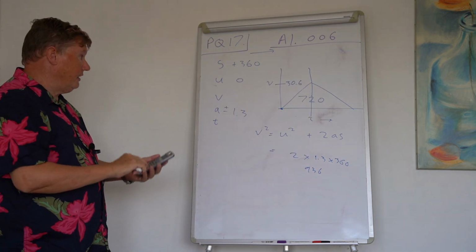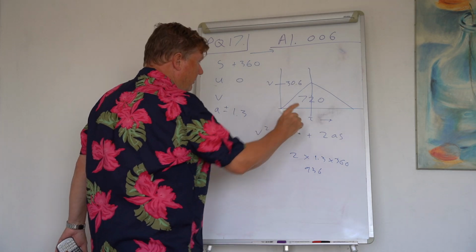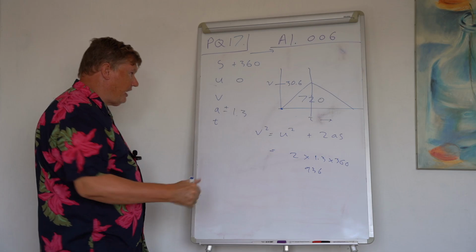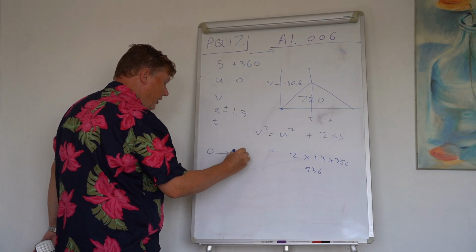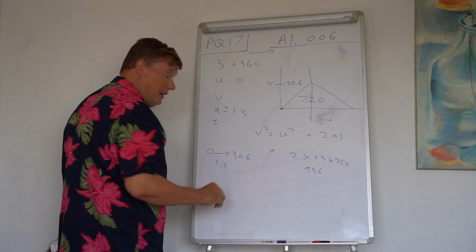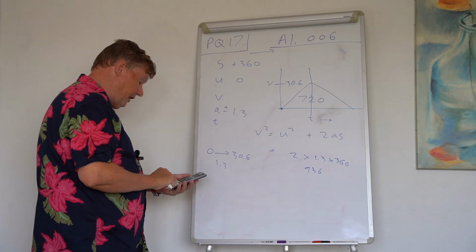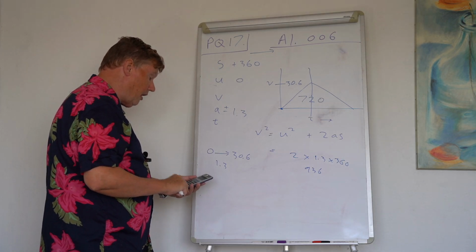Let's double check it. If the maximum speed is 30.6, oh, we don't know the time yet. We're going to work that out in a moment. We know the maximum speed is 30.6. How long does it take to go from 0 to 30.6 if you're accelerating every second at 1.3? Easy peasy. Divide 30.6 by 1.3 and that'll give you the time to the halfway mark.